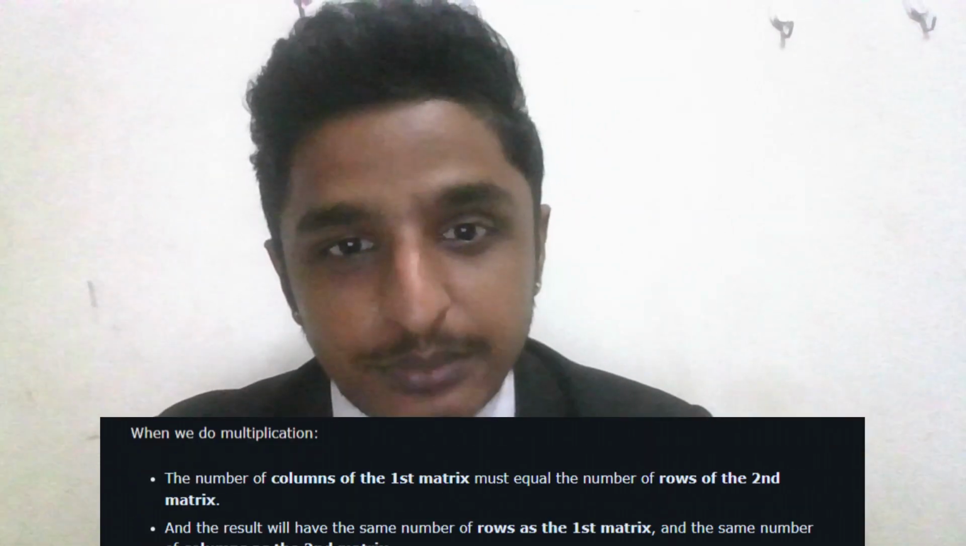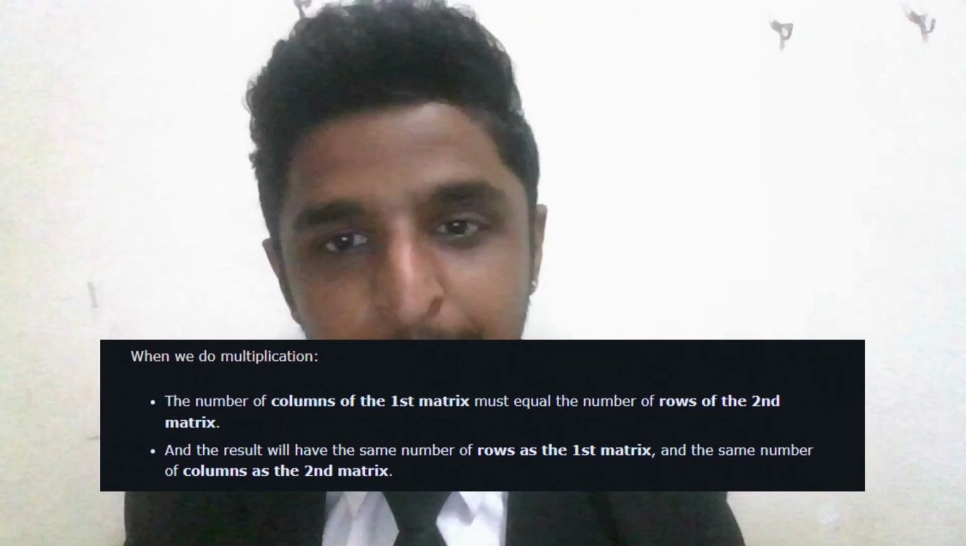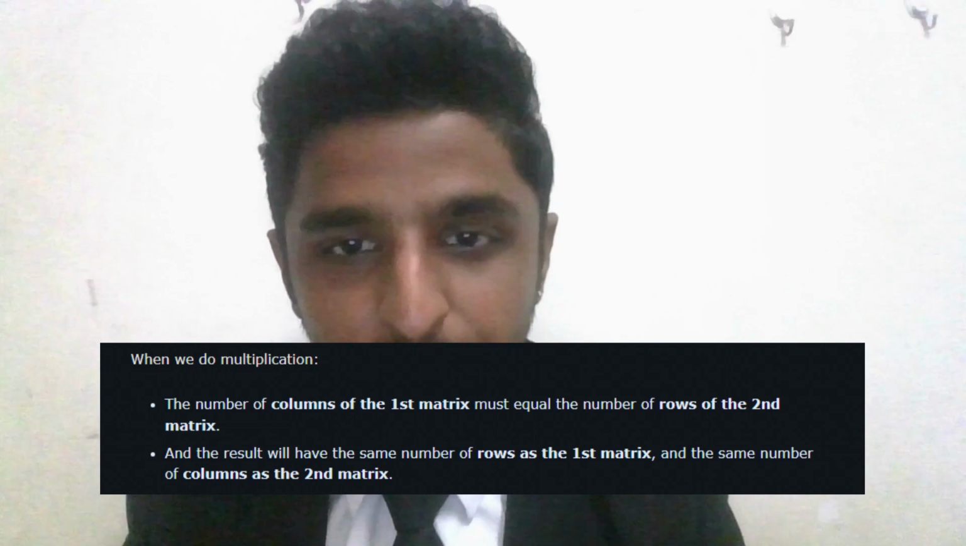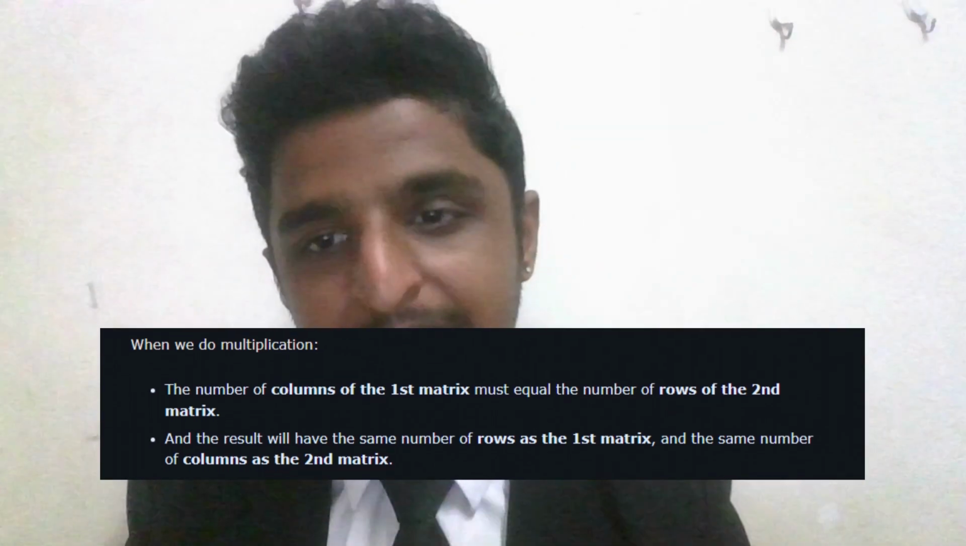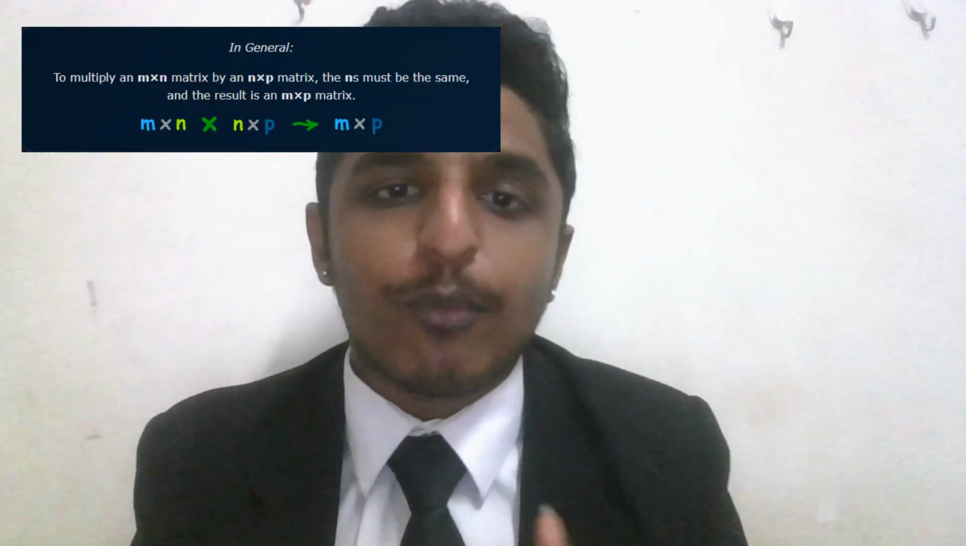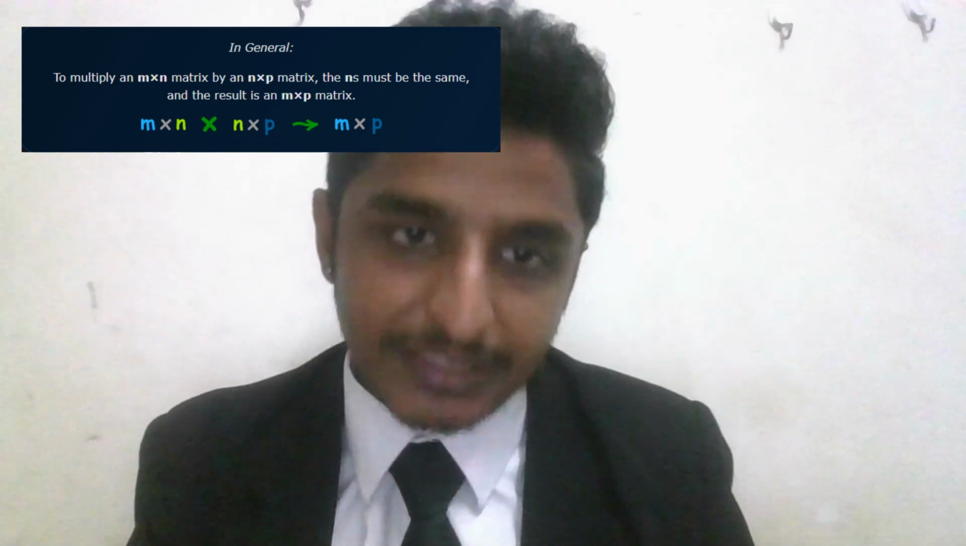When do we do multiplication, that someone or some may ask. Okay, so the number of columns of the first matrix must equal to the number of rows of the second matrix. And the result will have the same number of rows as the first matrix and the same number of columns as the second matrix. Here's a sample picture to be more exact of what I'm trying to say of when do we do the multiplication. Okay, so now let us take a question to understand this formula to be more clearer on our perspective regarding the multiplication.